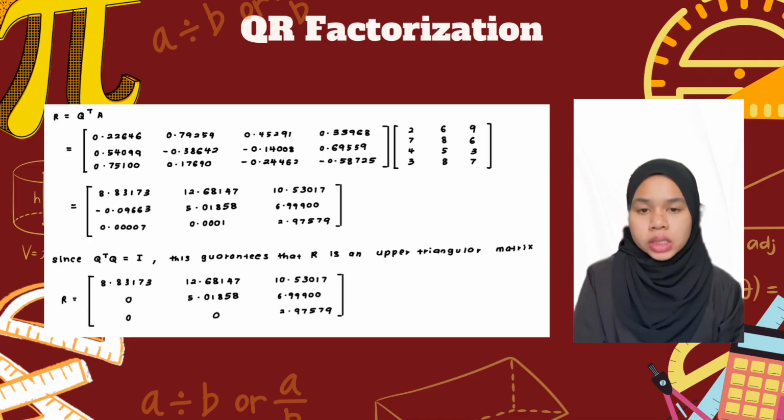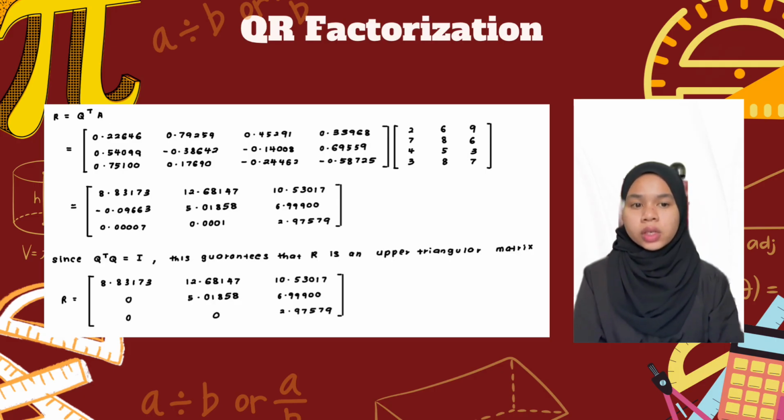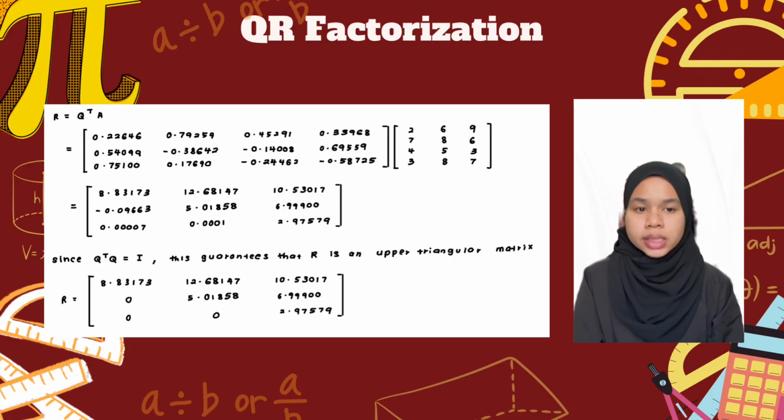Matrix R is obtained using the formula R is equal to Q transpose A. Since the columns of Q are orthonormal, multiplying Q transpose with A produces an upper triangular matrix. After performing the matrix multiplication, we obtain R is equal to 8.83173, 12.68147, 10.53017, 0, 5.01858, 6.99900, 0, 0, and 2.97579. Because all diagonal elements of R are non-zero, matrix R is invertible and the system has a unique solution.